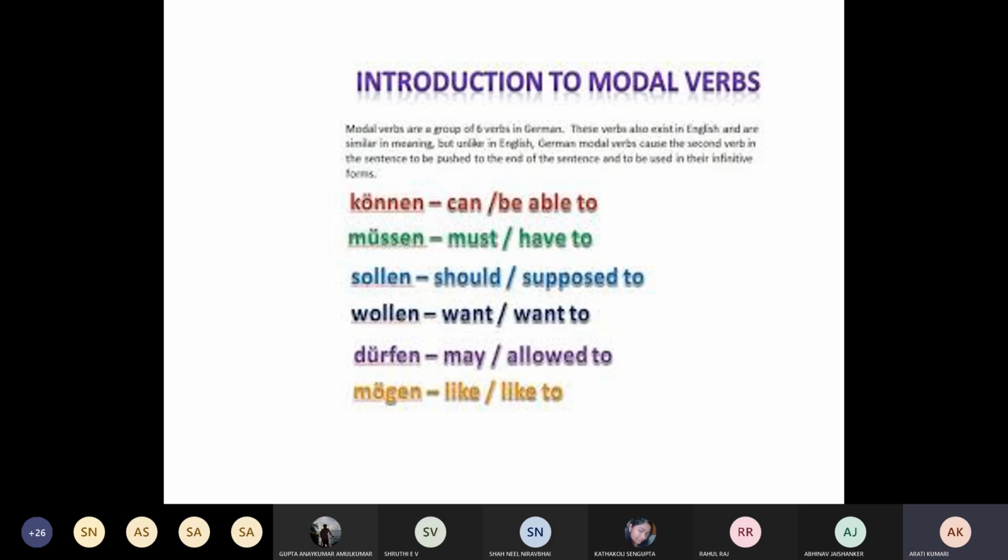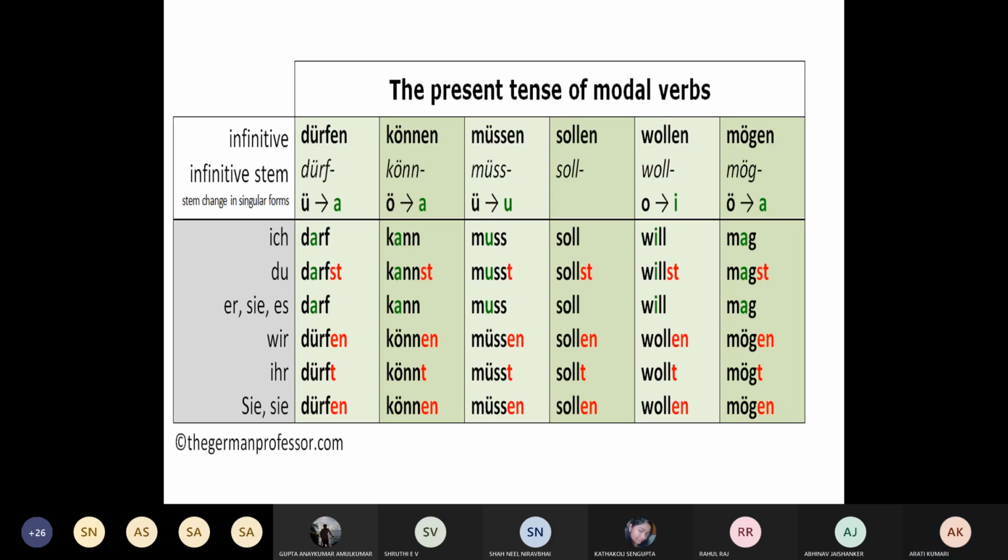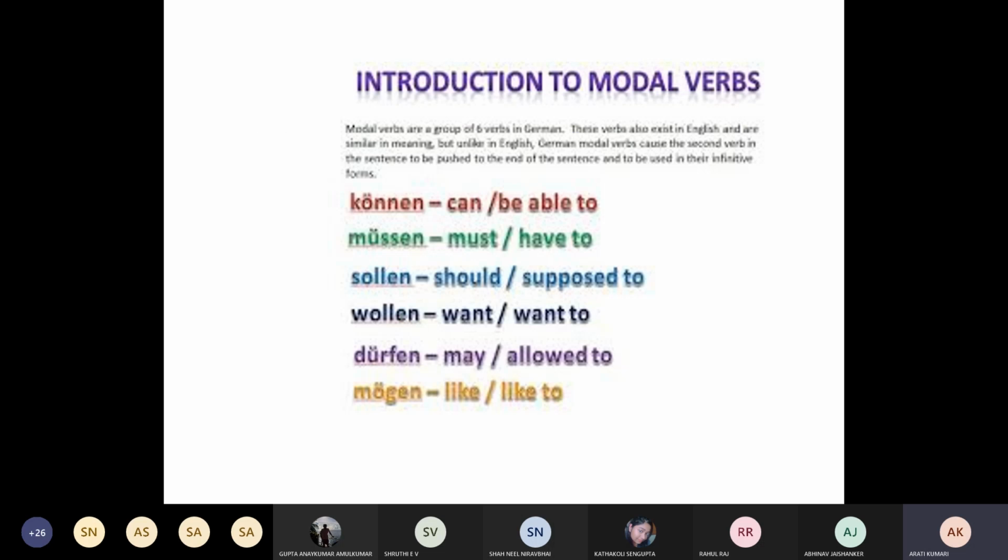Let's move to the next one. Next we have müssen. To check the meaning, müssen is must or have to. It's something where you must do it. Maybe you watched a film, you really liked it, and you want to recommend your friend to watch it. You can say you must watch this film. So how do you say that?